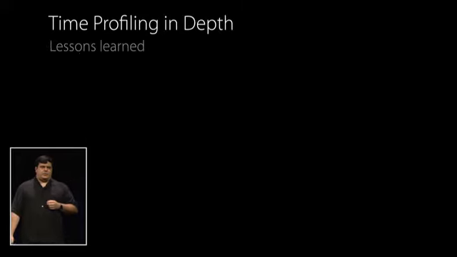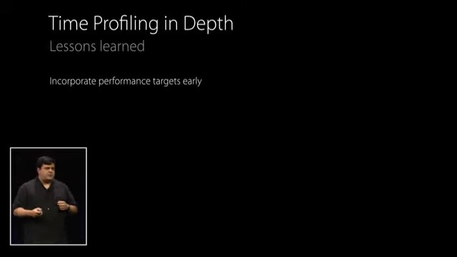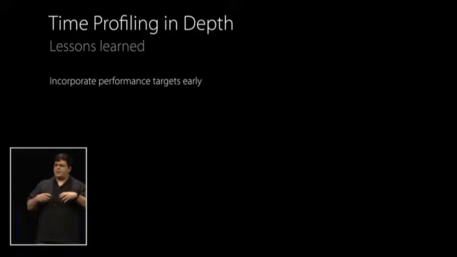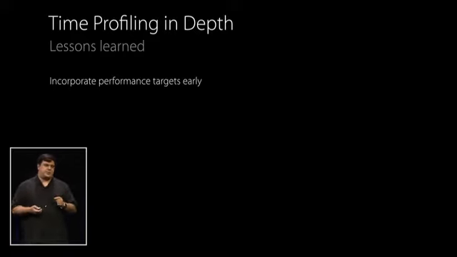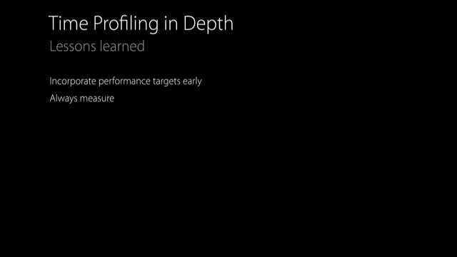OK, so what did we learn? Through all of this, one of the first things I wanted to remind you about is to incorporate performance targets early. If you're doing a big performance rewrite like we were, start with a budget and keep monitoring it, because once you start layering a lot of code on top of that, it's going to become a lot harder to change. Secondly, always measure.